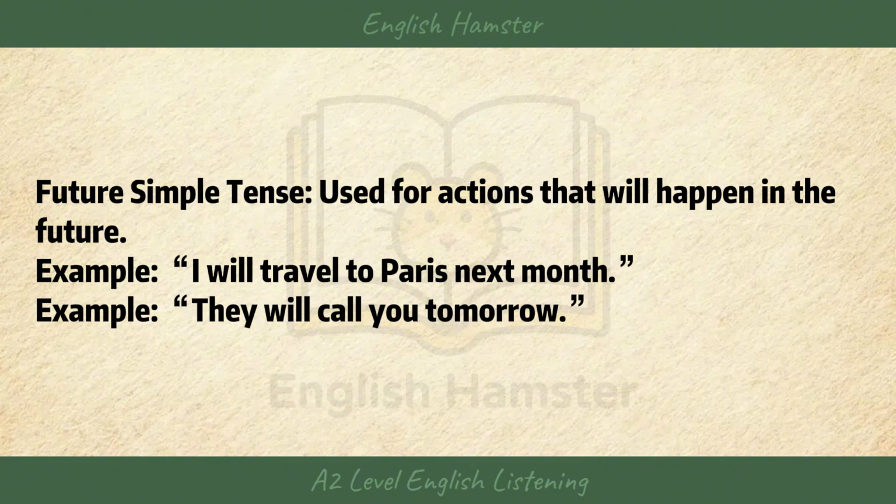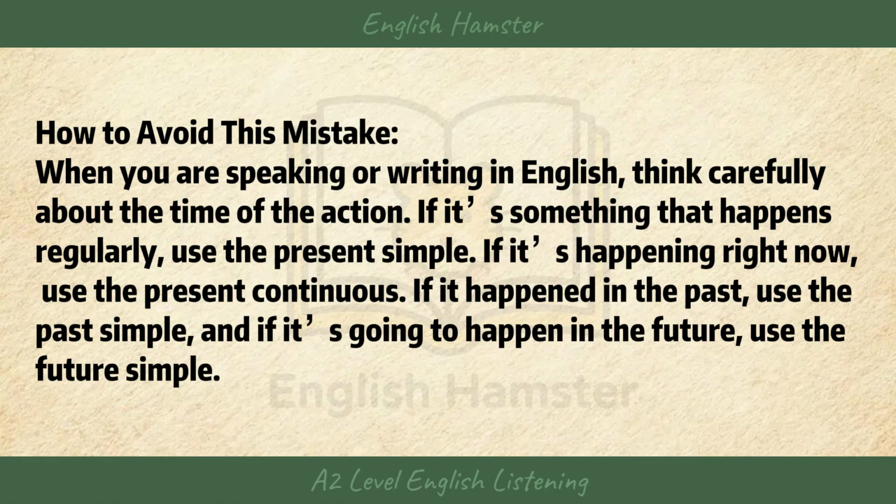Future simple tense, used for actions that will happen in the future. Example, I will travel to Paris next month. Example, they will call you tomorrow. How to avoid this mistake. When you are speaking or writing in English, think carefully about the time of the action. If it's something that happens regularly, use the present simple. If it's happening right now, use the present continuous. If it happened in the past, use the past simple, and if it's going to happen in the future, use the future simple.